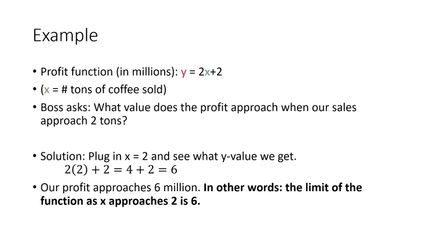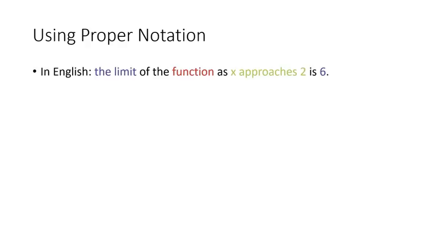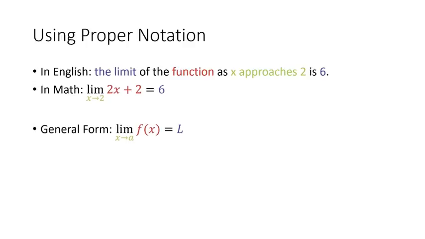Now let's put it in proper notation. Here's the sentence I would write, and here's the mathematical expression I would write. Here's the general form. The number that my x value approaches is called a, my limit is referred to as L and goes on the right-hand side, and my function is depicted as f of x.